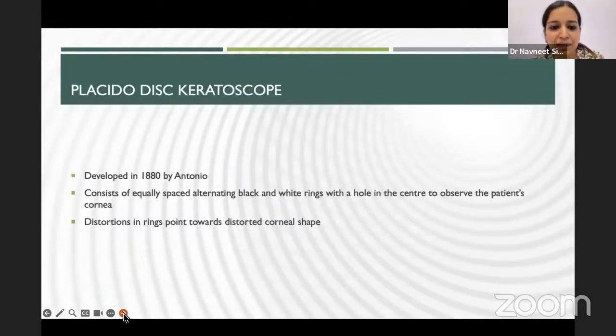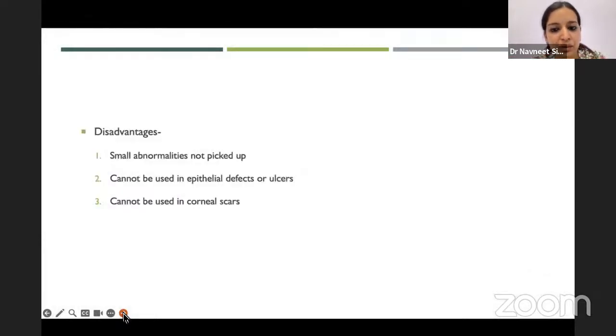It was initially developed in 1880 by Antonio. This consists of equally spaced alternating black and white rings with a hole in the center. That hole in the center is for the observer to look at the patient's cornea. And distortion in these rings will point towards the distorted corneal shape. So the direction in which the rings are distorted will determine whether the cornea is steep or flat in that direction.